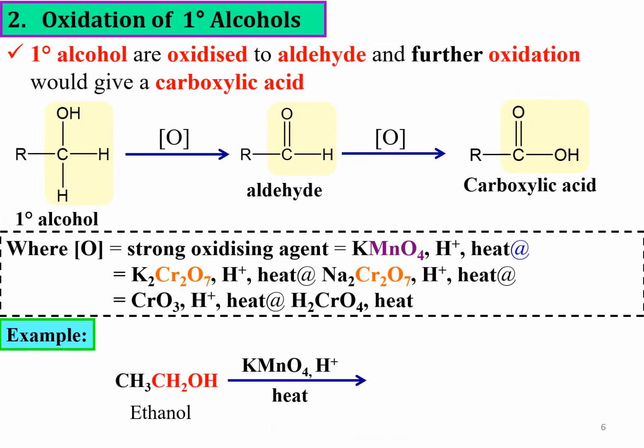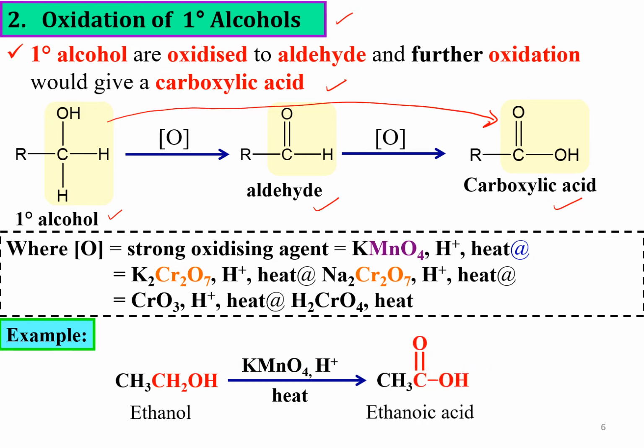Okay, now we look at the second method. Oxidation of primary alcohol. Primary alcohols are oxidized to aldehydes, and further oxidation will give a carboxylic acid. So firstly, primary alcohol oxidation gives aldehydes, further oxidation gives carboxylic acid. If you use strong oxidizing agents, directly from primary alcohol we will get carboxylic acid. Look at the example here, ethanol. Using strong oxidizing agents, ethanol will be converted to ethanoic acid. So the CH2OH will be converted to COOH.